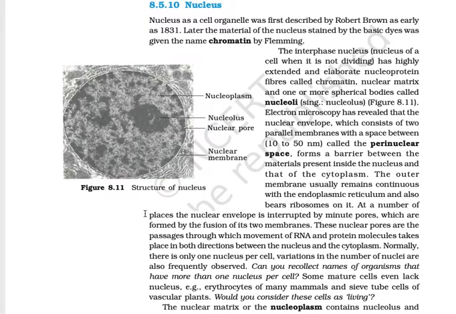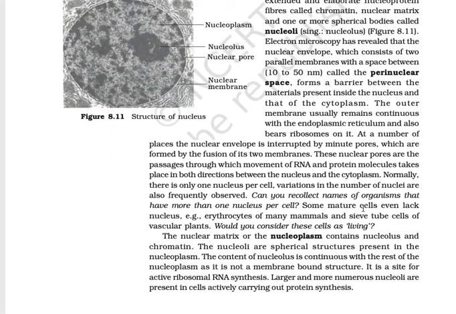At a number of places, the nuclear envelope is interrupted by minute pores, which are formed by the fusion of its two membranes. These nuclear pores are the passages through which movement of RNA and protein molecules takes place in both directions between the nucleus and cytoplasm.